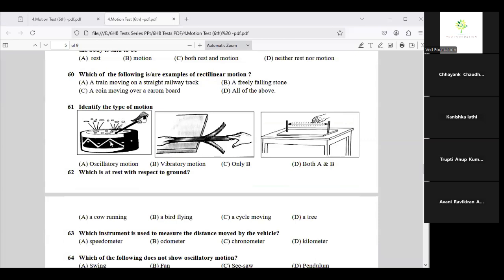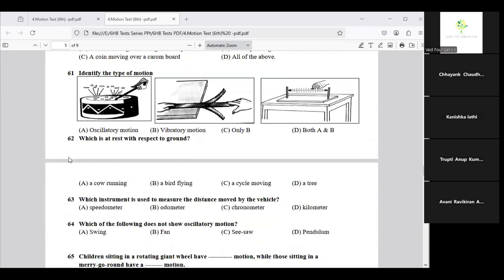61. Identify the type of motion. So in all three pictures, the motion is oscillatory and vibratory, both. They are examples of oscillatory motion, but the oscillatory motion is fast, so it is also called vibratory motion. So correct answer is option D, A and B, oscillatory and vibratory.